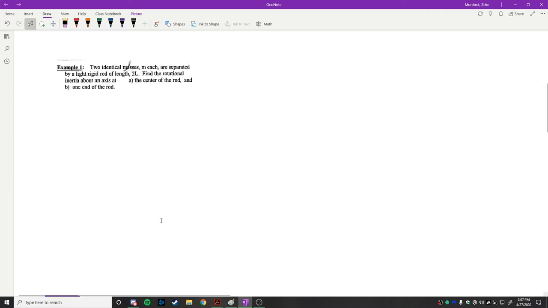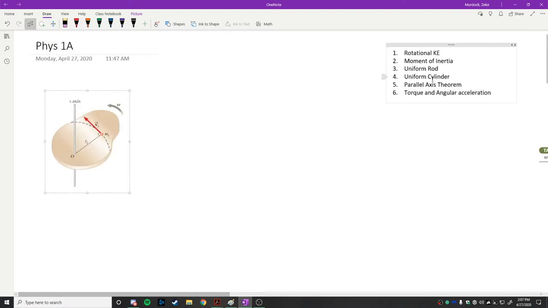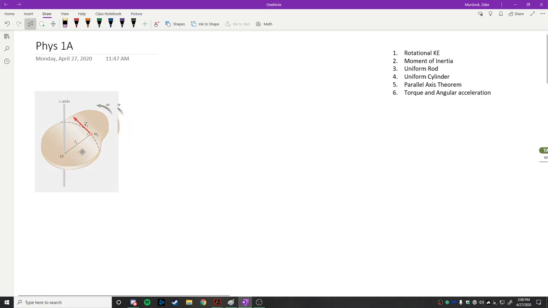First thing we'll do is find the moment of inertia for a uniform rod and then a cylinder. We'll talk about the parallel axis theorem. And then if we get enough time, we'll talk about this, but I don't think we will. This will probably be the last topic, parallel axis theorem. All of this stuff is about moment of inertia, every single bit of it. It's a pretty complicated topic, but it's extremely important in physics. So, rotational kinetic energy, that's the first topic.